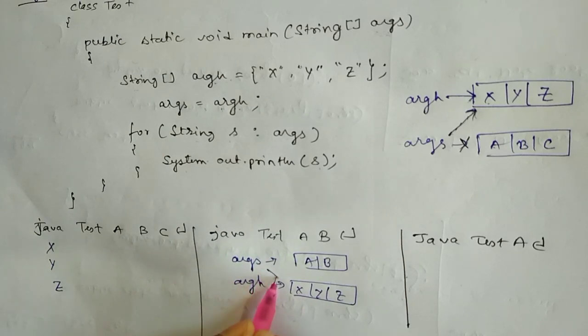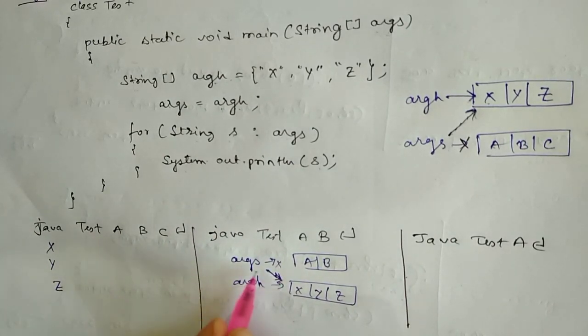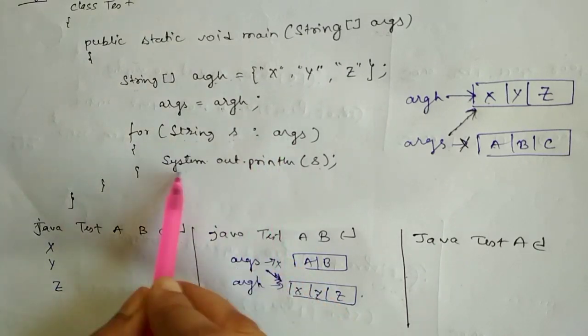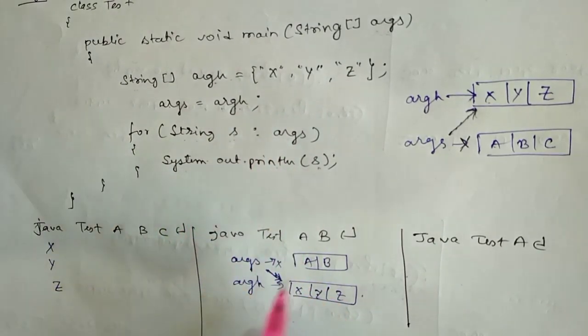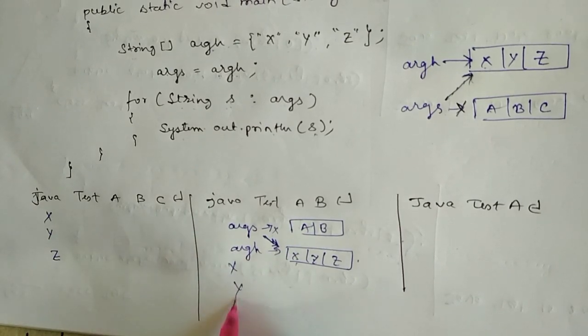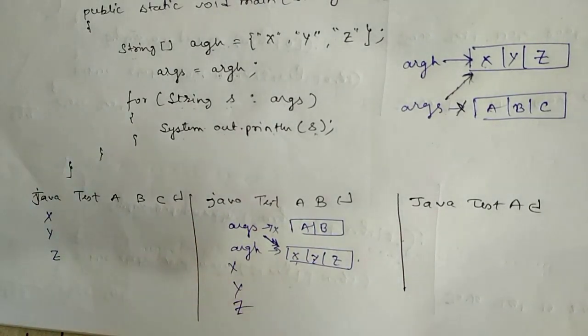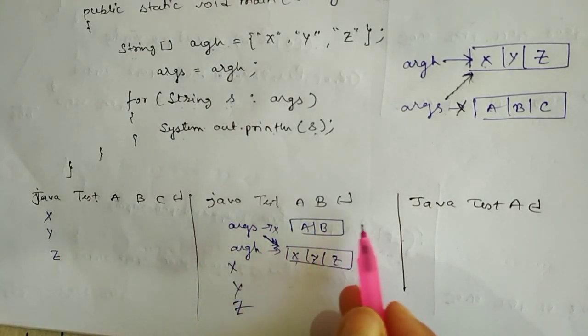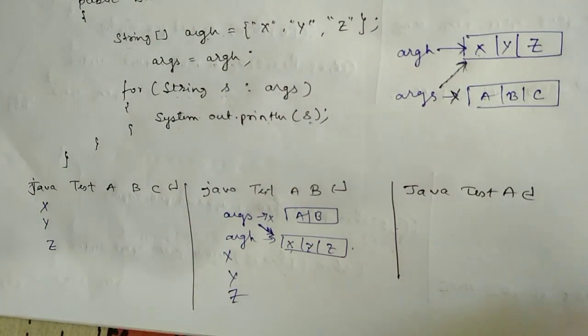So ARGS now, this breaks, and now ARGS will be pointing to X, Y, and Z. And according to, for every string S in ARGS, System.out.println S. So now ARGS is pointing to X, so our output will be the same, X, Y, and Z. So there is no difference whether we give the input as A, B, C, or A, B. Now let us look into the third case.